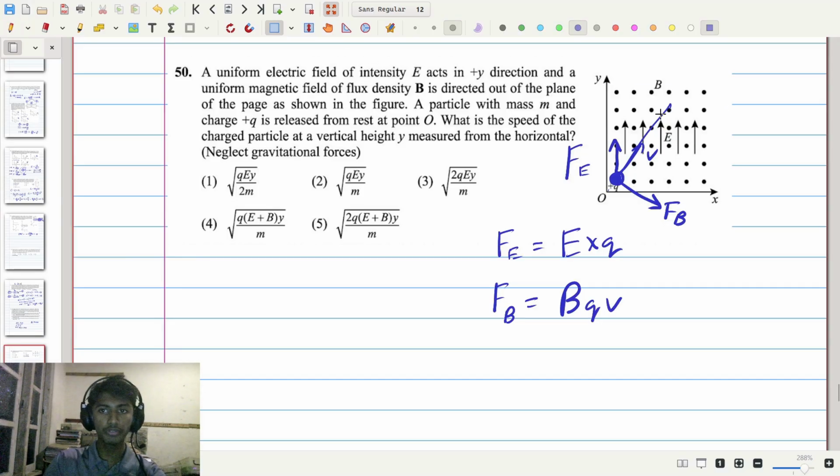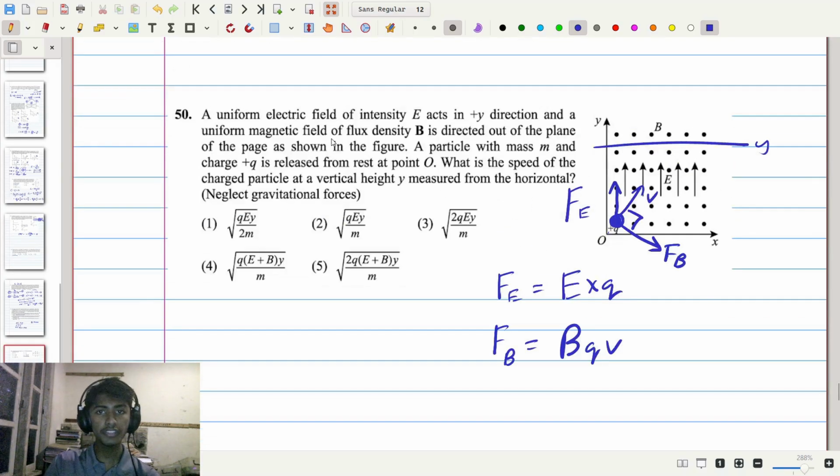Now, according to this, we can see some interesting things. FE will always be in the upward direction, but FB will always be perpendicular and to the right of the velocity V. Now, if we consider work done while moving from the origin up to a certain height, let's say y, then we'll see something interesting.